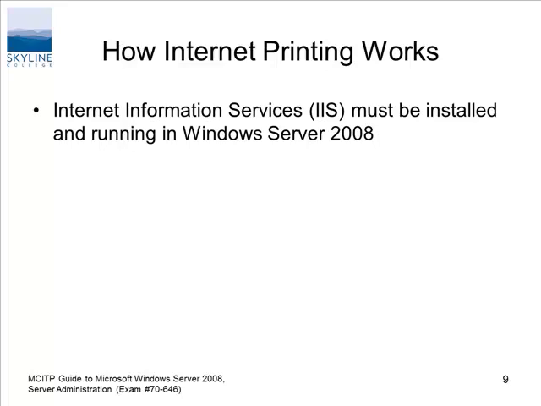IIS is Internet Information Services. This is the web server service. This is how you would make your computer a web server so that you could host web pages. And in this case, what we're going to do is host internet printing. It's something that is available. I don't know how much it's actually used.